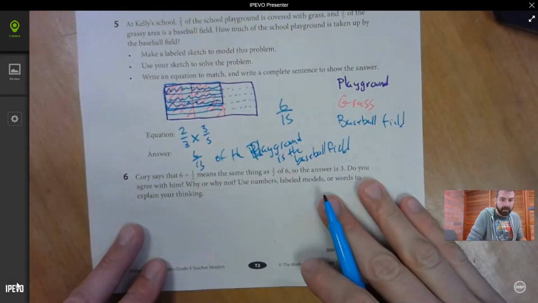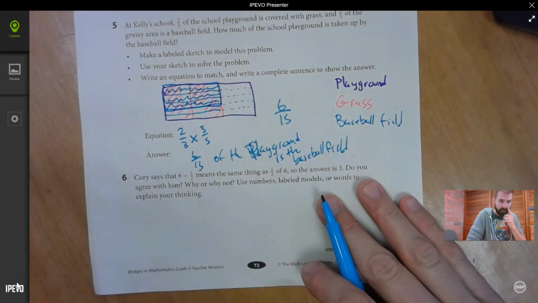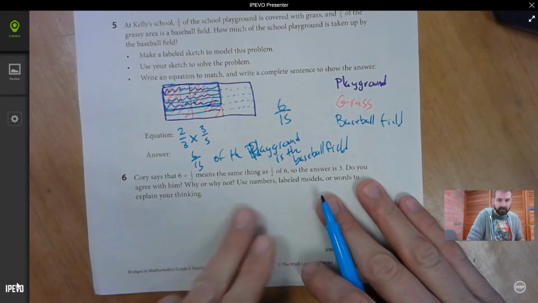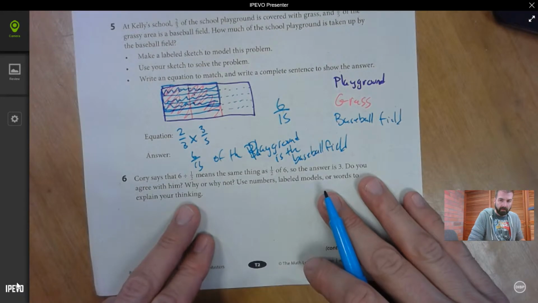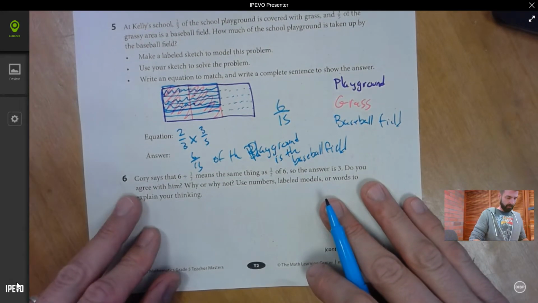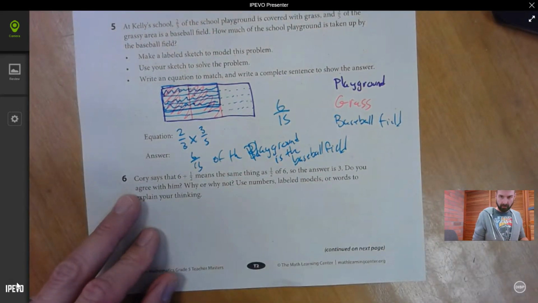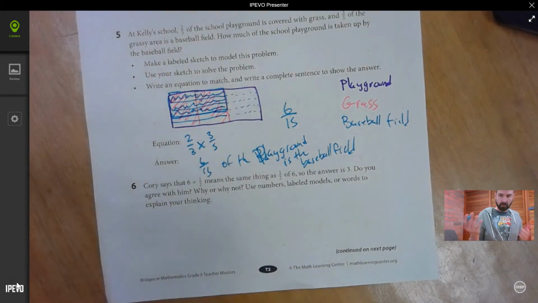Alright, so Corey says 6 divided by a half means the same thing as 1/2 of 6. So the answer is 3. Do you agree with him? Why or why not? Okay, well I'm going to think this through. I'm going to try and think of another example, because they're just numbers. They're just numbers, so they should do what other numbers do.